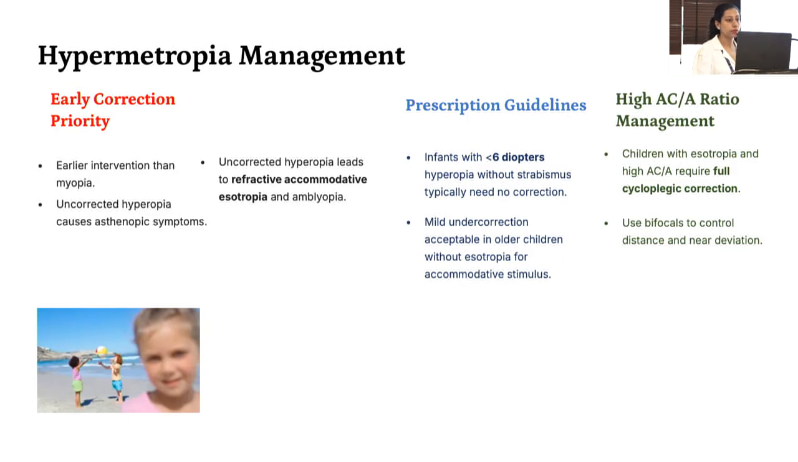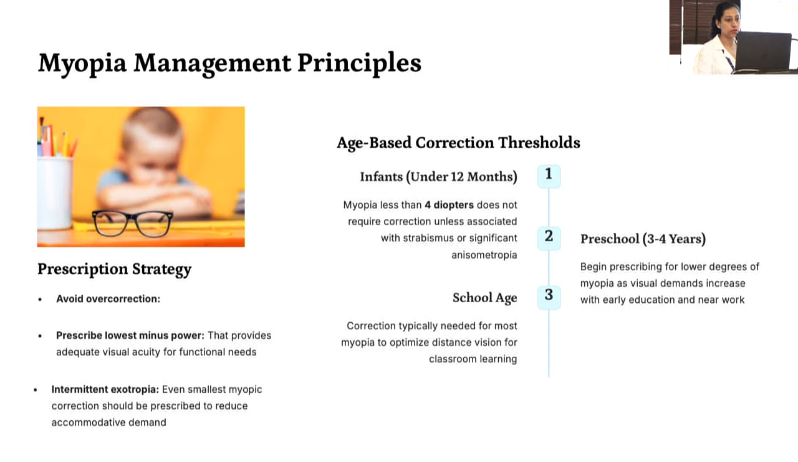So in hypermetropia, as I told, early correction is prioritized because it has the risk of refractive accommodative esotropia and amblyopia. And infants less than 6 diopters without any squint needs no correction, and even in older children, slightly under correction is acceptable without esotropia. But in case of esotropia, it has to be given a full cycloplegic correction, or in case of high AC/A ratio also full cycloplegic correction has to be given. And you should also consider giving executive bifocals to control both distant as well as near vision.